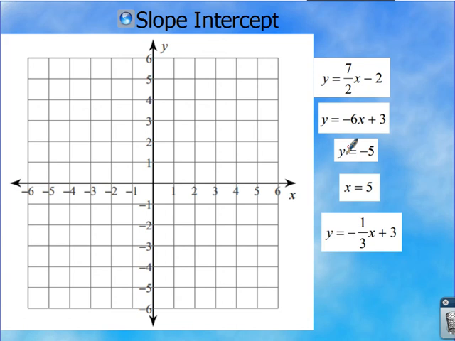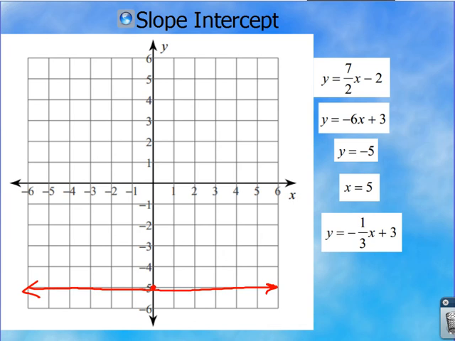Okay, the two that we might have forgot about, y equals -5. Notice there's no x there. -5 is not the slope. What's the slope? 0. Y equals a number is a 0 slope. You go down, here's your y-axis, go down to -5, and you draw a horizontal line. Done.